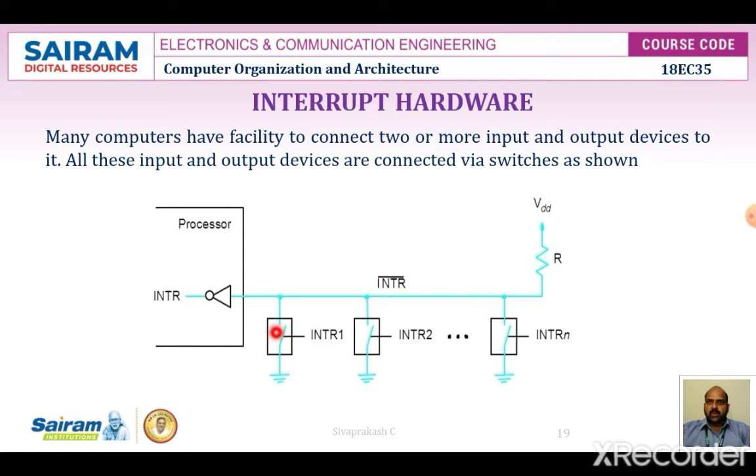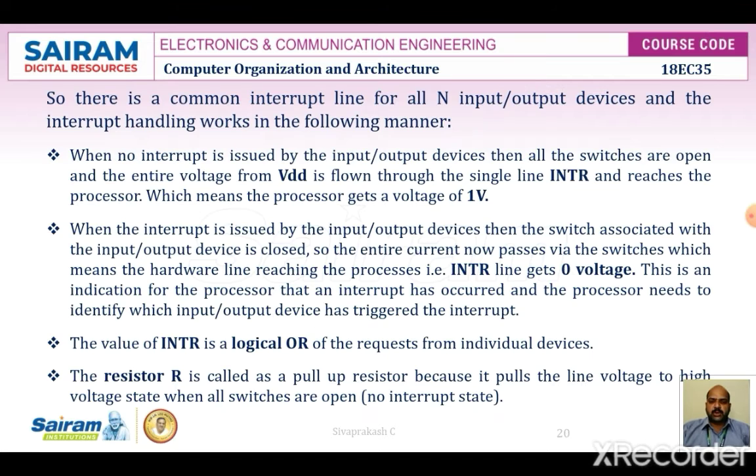The output of this collector line is equal to a switch to the ground, that is open when the gate is 0 and closes when the gate is 1. In this way, the resistor R is a pull-up resistor, because it pulls the line voltage to the high voltage state when the switch is open, and it gives the information to this INTR. The processor recognizes which device is open and which is closed, and the condition is satisfied by the processor. In this way the interrupt hardware does its process.